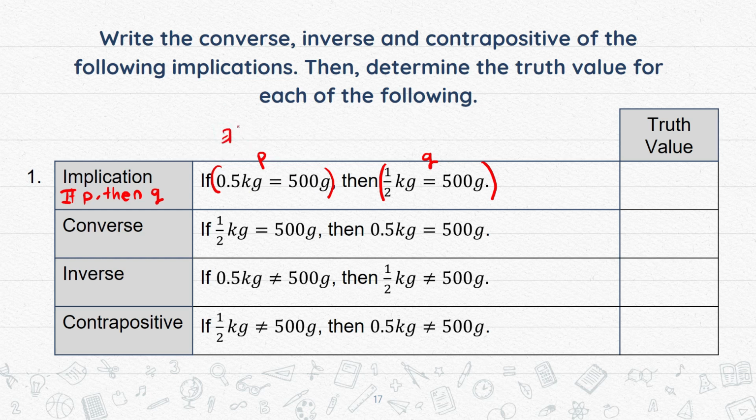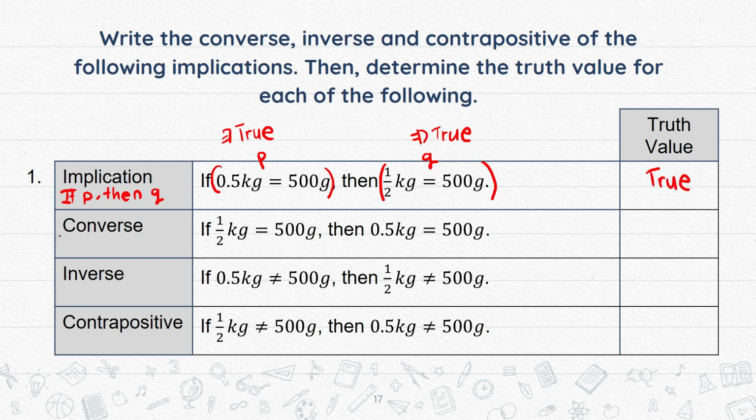True. Yes, this is true. Then how about this? Okay, this is also true. Then if both of these are true, if the antecedent and the consequent are true, then this implication is also true.